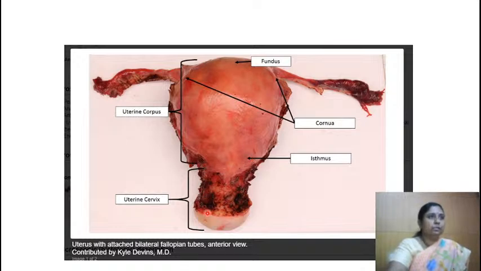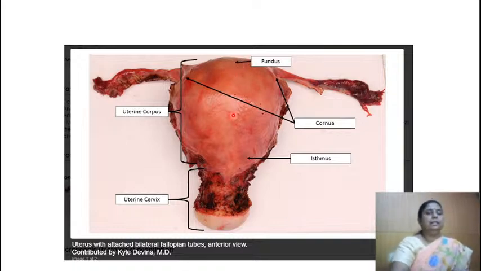This is the cervix. This is the lower uterine segment. This is your uterus. This is the body of the uterus, and the part which is above the insertion of the fallopian tubes is called the fundus.